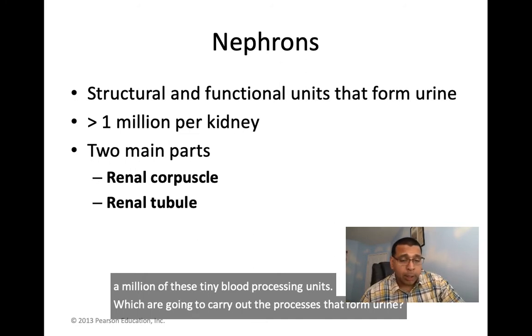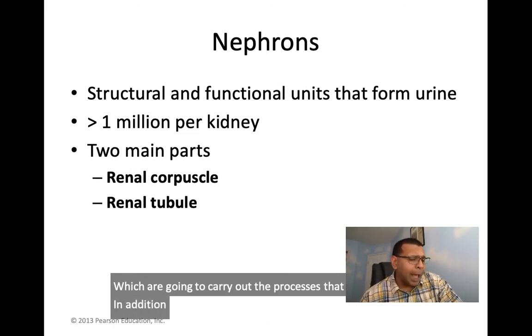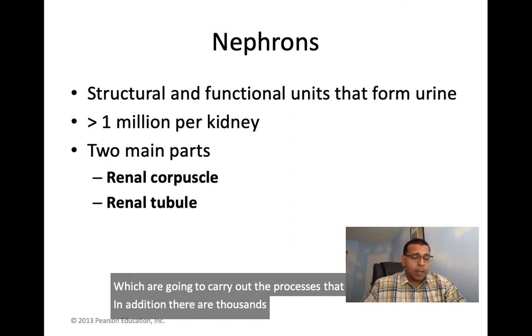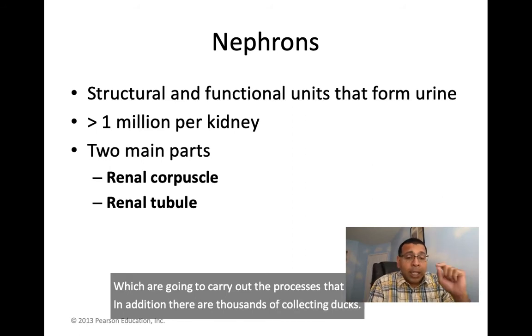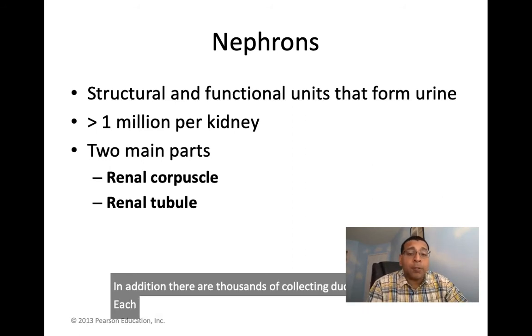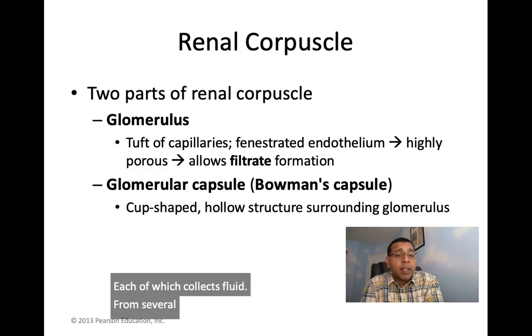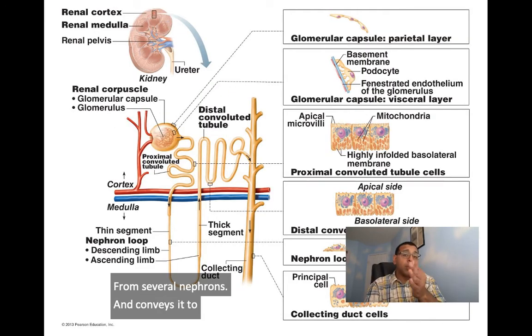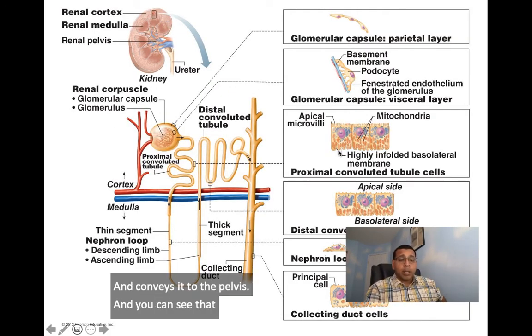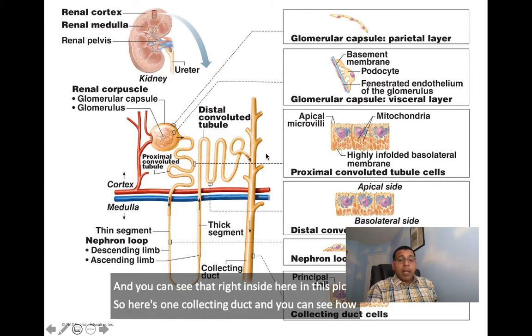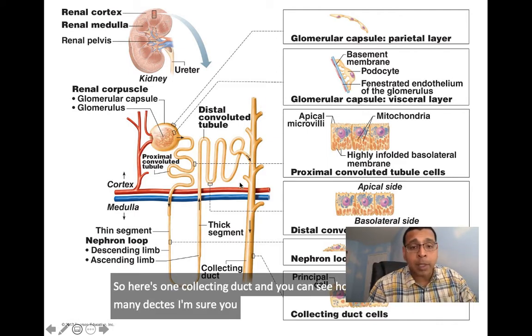In addition, there are thousands of collecting ducts, each of which collects fluid from several nephrons and conveys it to the pelvis. And you can see that right inside of here in this picture. So here's one collecting duct, and you can see how it receives many DCTs. I'm sure you learned that in anatomy as well. We talk about this in anatomy too.